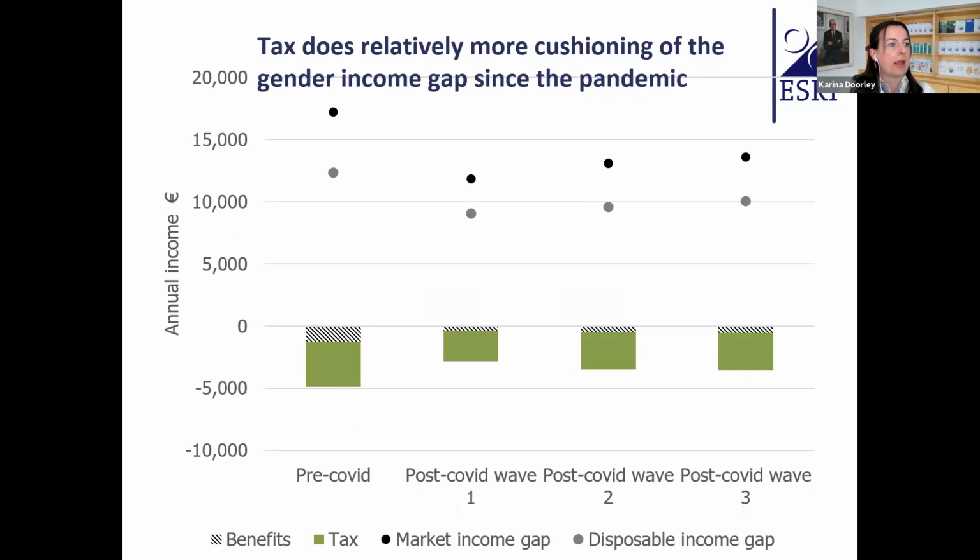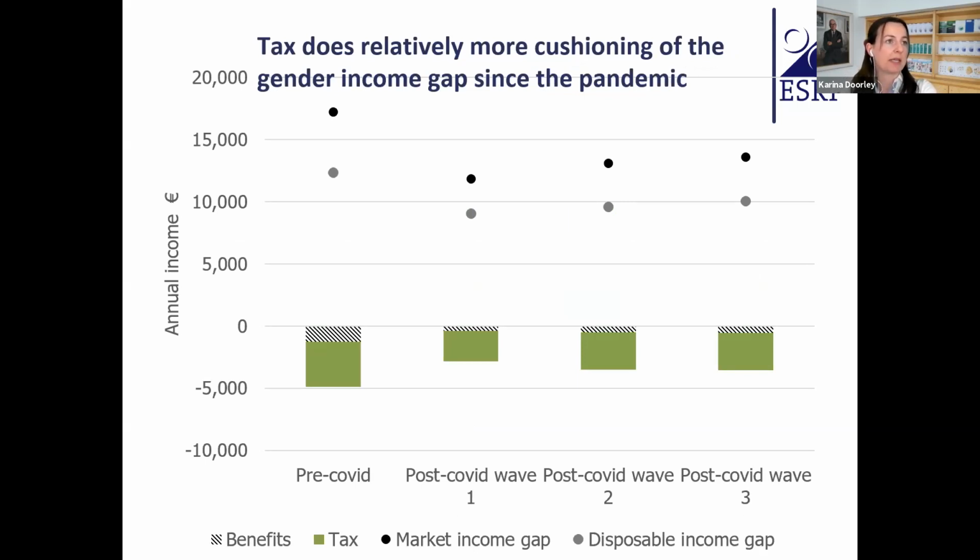And then lastly, this graph shows you the cushioning effect of the tax benefit system on the gender income gap and its decomposition into the effect of benefits and taxes separately. So the black dot shows the gender gap in market income, the grey dot is the gender gap in disposable income, and then the bars below show the effect of benefits and tax separately. So tax was doing most of the work prior to the pandemic, but benefits were also playing a role.